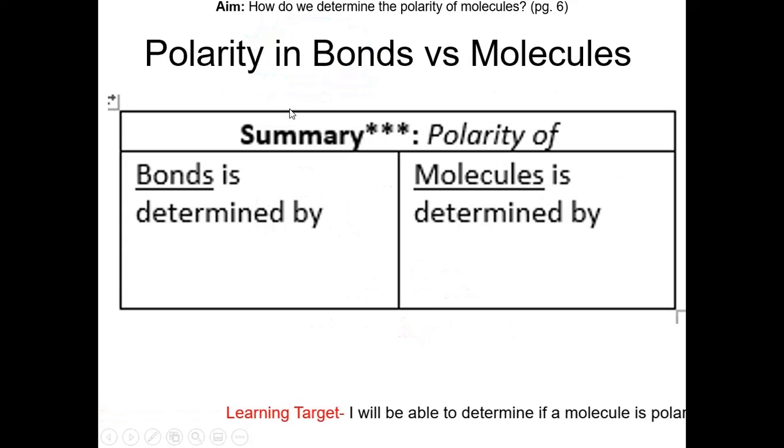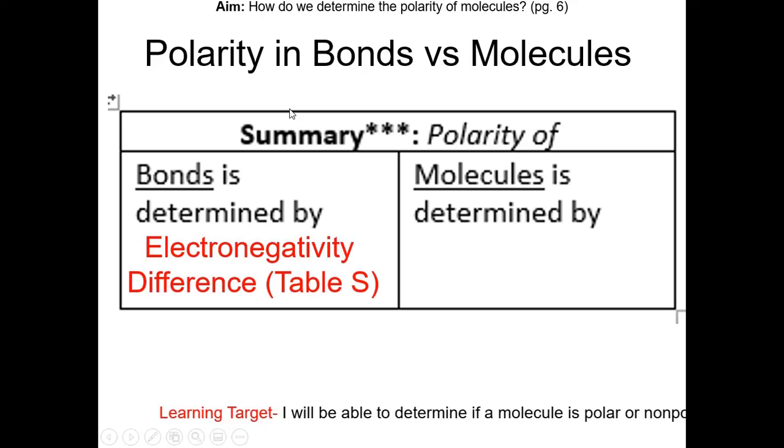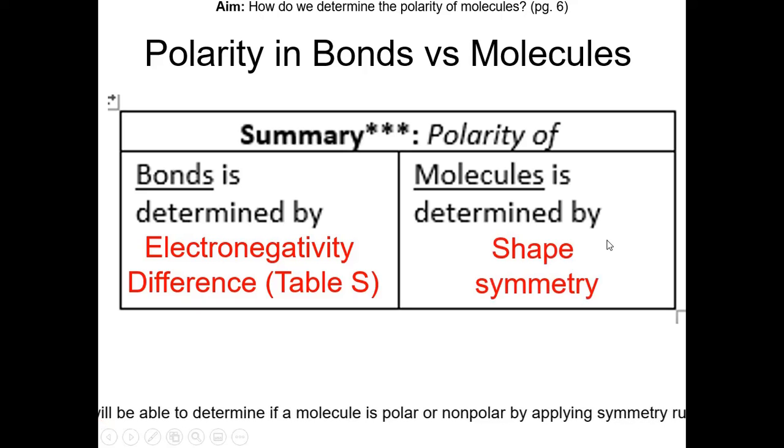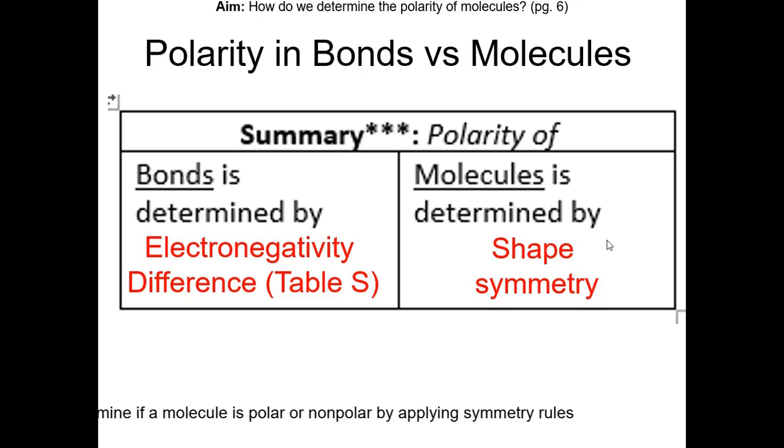In summary, the polarity in the bond is determined by the electronegativity difference in Table S. The polarity in a molecule is determined by the shape of the molecule, whether they have symmetry in charge distribution or not. So keep in mind that there may be situations in which a nonpolar molecule might have polar bonds or a polar molecule might have nonpolar bonds.